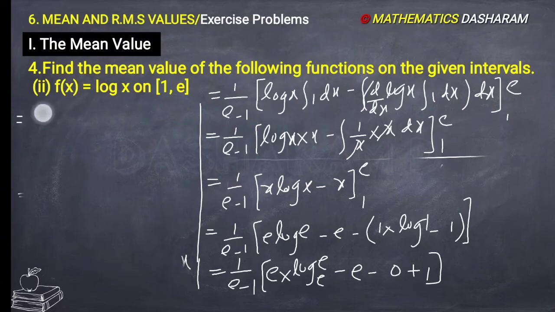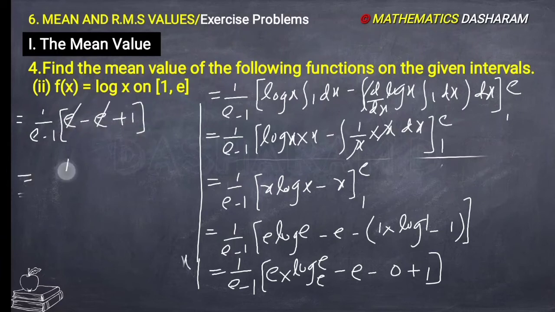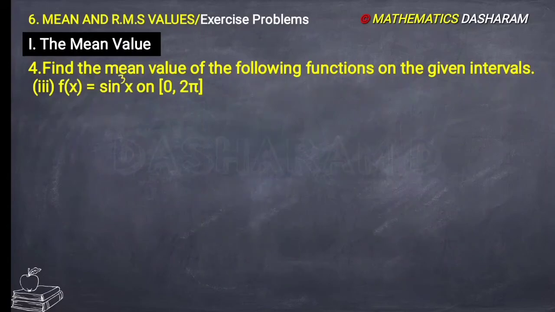So it equals 1 by e minus 1, e into log e base e, answer is 1. So e minus e plus 1, plus e minus e cancel, then 1 by e minus 1 is our required answer. Third question, f of x equals sine cube x on the interval from 0 to 2 pi.